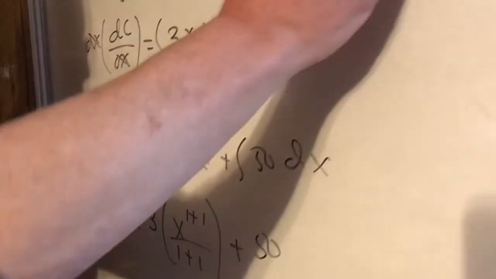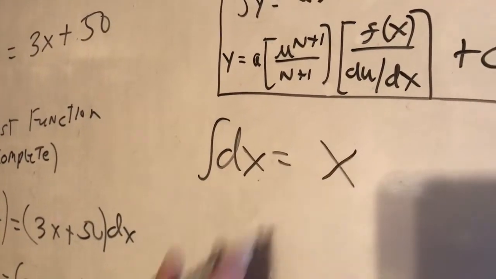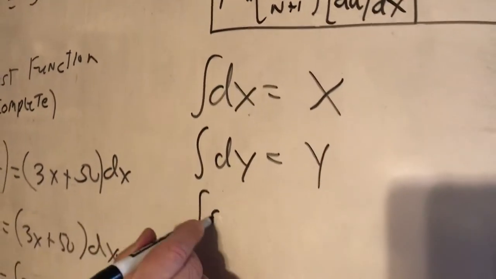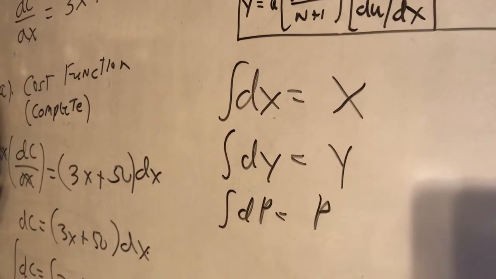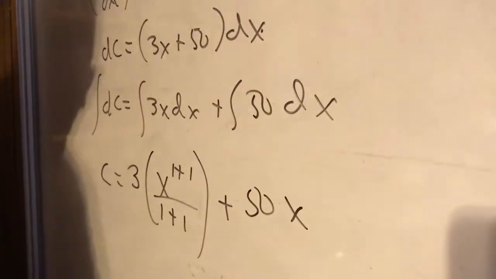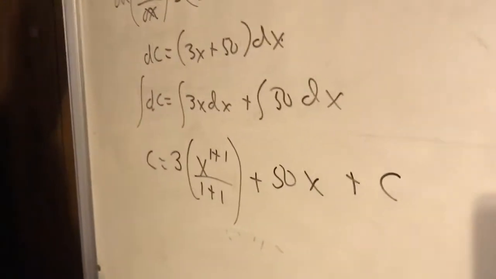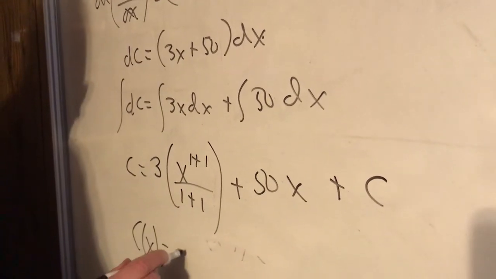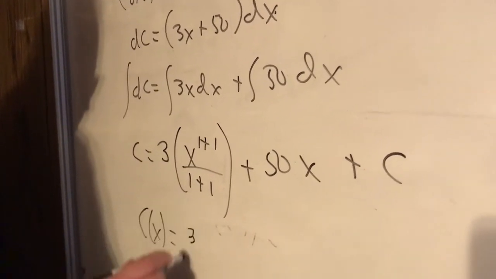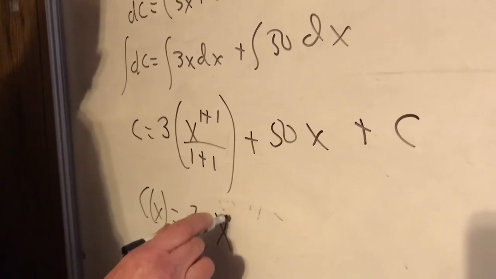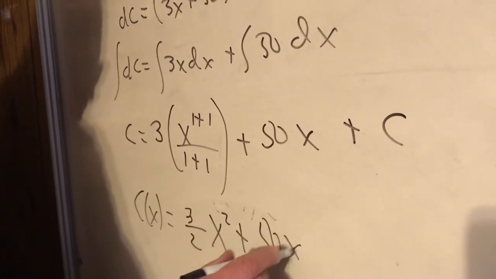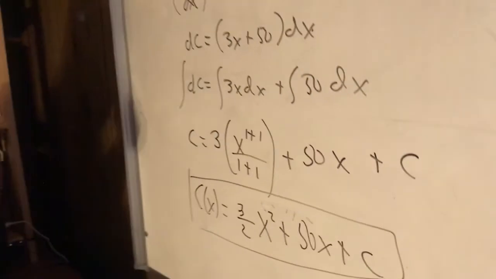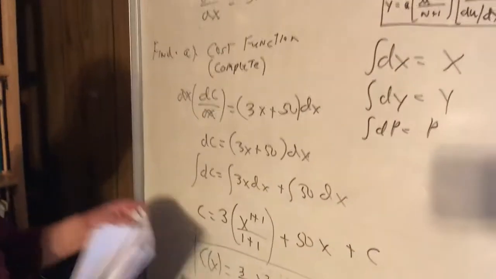You remember the integral of dx is always x. The integral of dy is always y. The integral of dp is always p, etc. So this is going to be 50x plus a constant. So C of x, really I should write it, is 3 over 2 x squared plus 50x plus c. Now that's not your answer. For practical problems to calculate cost, you need c.